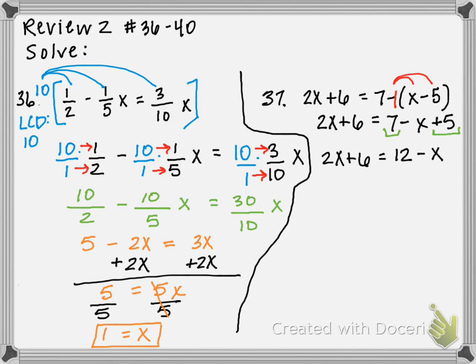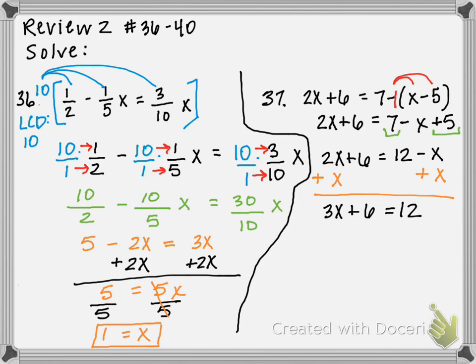You guys tend to want to put your x's to the left, so we can go ahead and do that. To get rid of this minus x right here, we will need to add x, and if I add x to one side, I add it to the other. We would get 3x plus 6 equals 12.